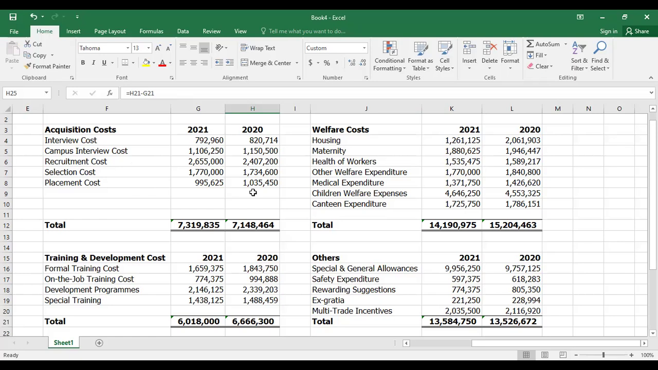Let's assume that all positions have been filled. At least year on year, I want to see an upward trajectory in the curve of the welfare cost of the firm. However, what can be seen here is a decline between year 2020 and 2021, and ditto for training and development. However, for strange reasons, other costs rose, yes, from 13.53 million to about 13.58 million.